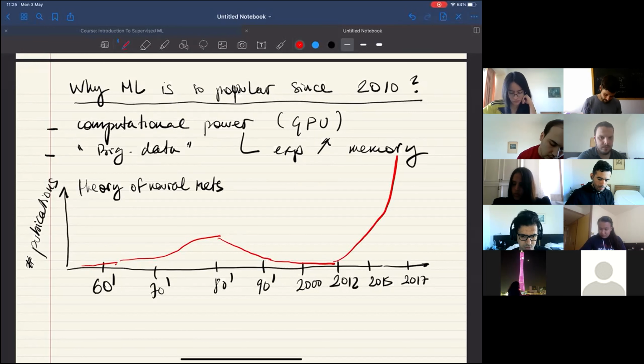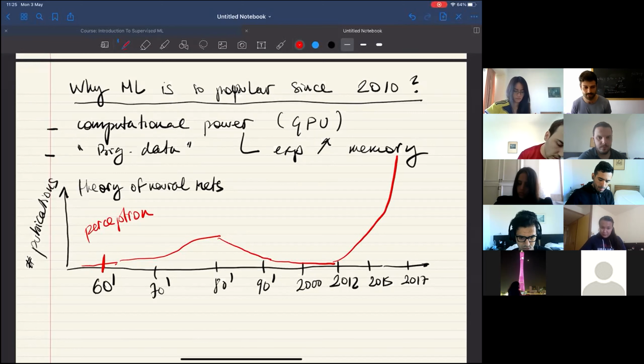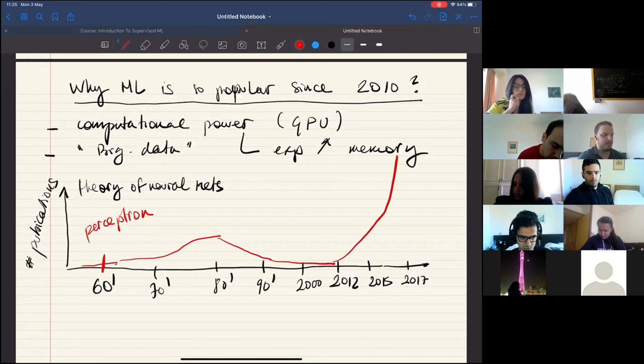So what happened is around the 60s, people studied what we call the perceptron, which is the simplest possible neural network that we will study in detail in this course. And the perceptron is just one neuron, essentially. It's the simplest model of a single neuron processing data. And at this time, people didn't have huge computers and all that.